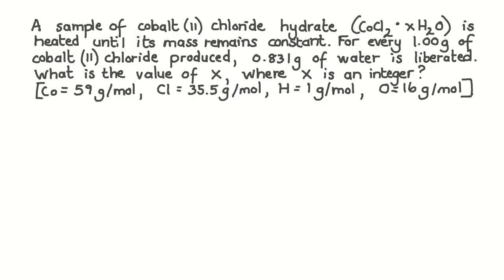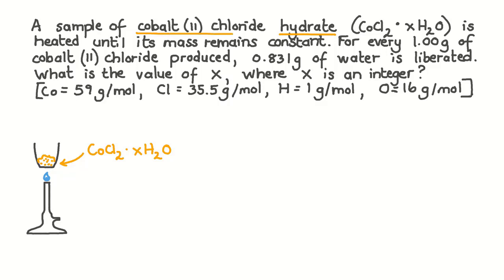And we are given the molar mass of cobalt, 59 grams per mole, for chlorine, 35.5 grams per mole, for hydrogen, 1 gram per mole, and oxygen, 16 grams per mole. We are told that a hydrated salt, cobalt-2 chloride, is heated until constant mass. The name cobalt-2 chloride hydrate and the formula do not tell us how many molecules of water there are per unit of cobalt chloride. We are only told the number of moles of water of crystallization in terms of X.